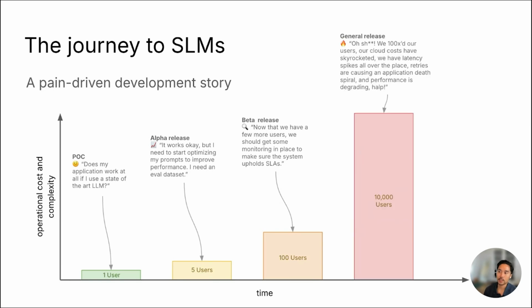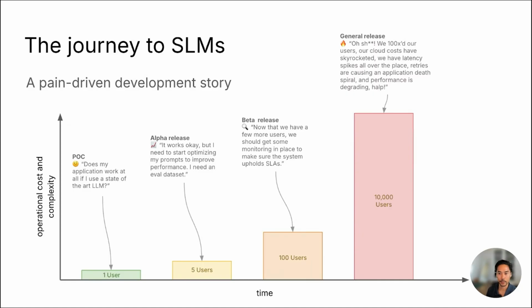And the last stage is when you reach the dumpster fire stage of this, where you release this. Generally, you're optimistic, and you 100x your user base if you are so lucky. And you say, oh shoot, we have a bunch more users, our cloud costs are skyrocketing, we have latency spikes all over the place.